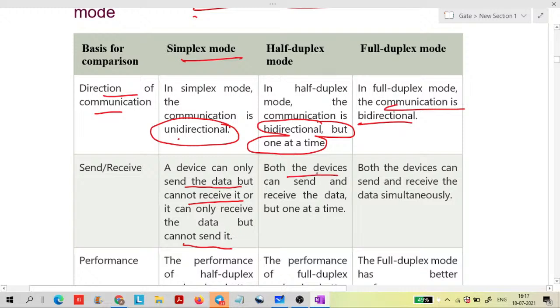In half duplex, both devices can send and receive but not at the same time. The walkie-talkie is the example for this. For simplex, an example is a radio station, where the device only sends data to the receiver and cannot receive. And in full duplex, both devices can send and receive the data simultaneously. That is the telephone network.